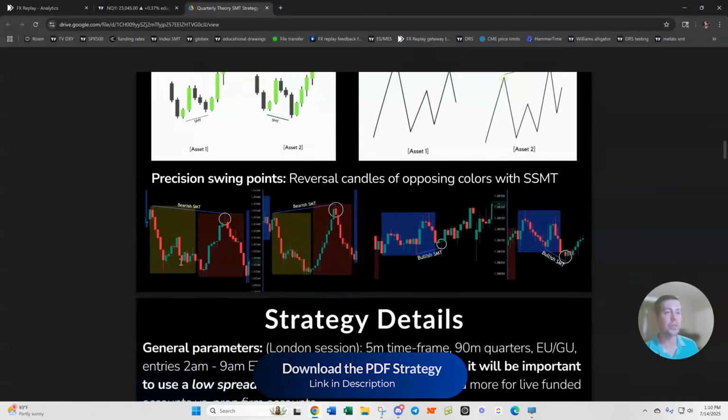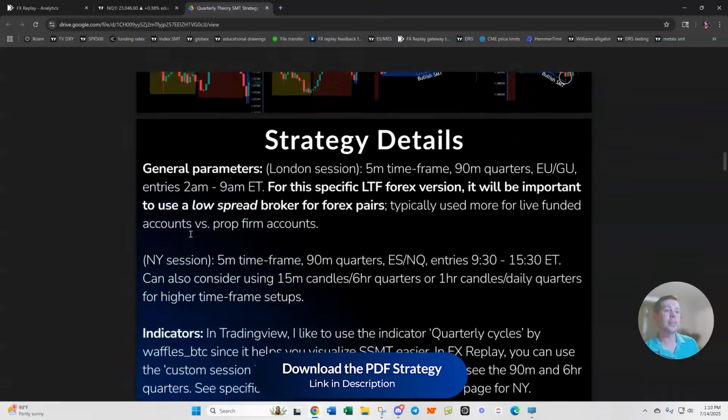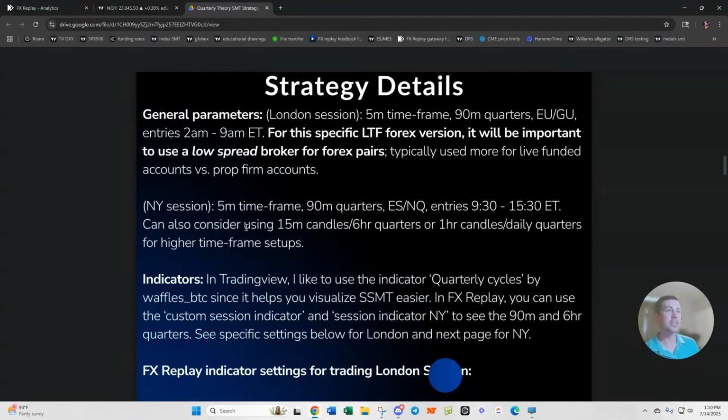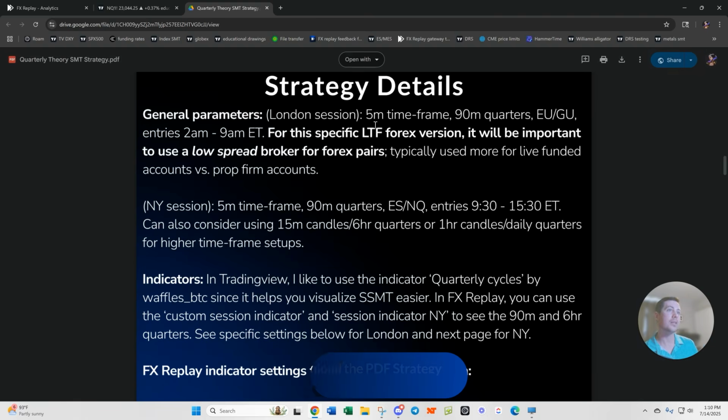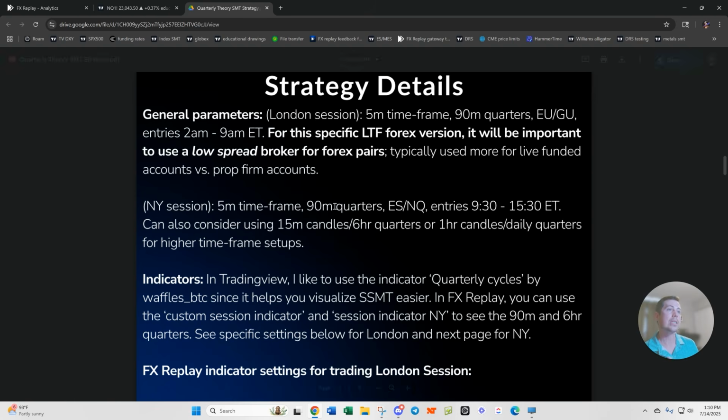So just a couple educational things. And then the strategy PDF, I tried to add some stuff to it since Friday to make it a little more flexible, whether you're trading this in London session with Forex or New York session with indices.